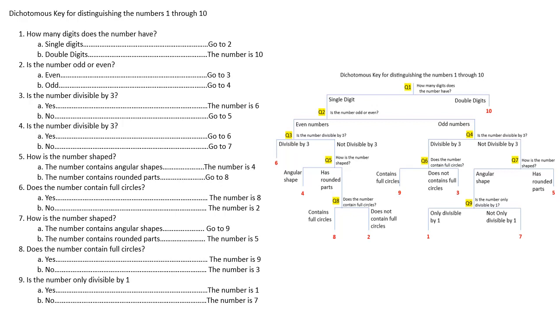I hope this helps you understand how a dichotomous key is created and how a dichotomous key works.